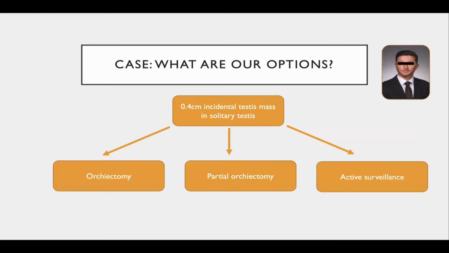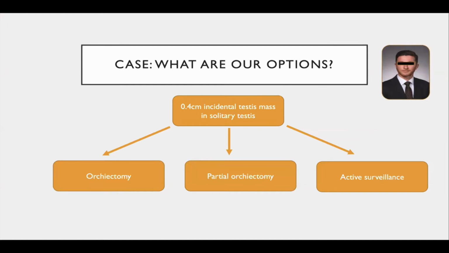So back to our case. To summarize for this gentleman, we have a 0.4 centimeter, 4 millimeter incidental testes mass in a solitary testis. So the question becomes, what do we offer this gentleman? The options can be orchiectomy, partial orchiectomy, or potentially active surveillance.